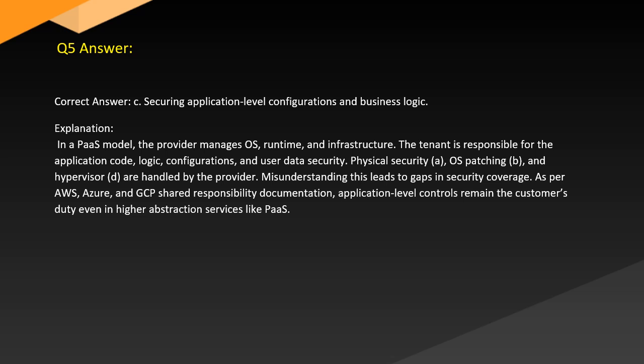Explanation. In a PaaS model, the provider manages OS, runtime, and infrastructure. The tenant is responsible for the application code, logic, configurations, and user data security. Physical security (A), OS patching (B), and hypervisor (D) are handled by the provider. Misunderstanding this leads to gaps in security coverage. As per AWS and GCP shared responsibility documentation, application-level controls remain the customer's duty even in higher abstraction services like PaaS.